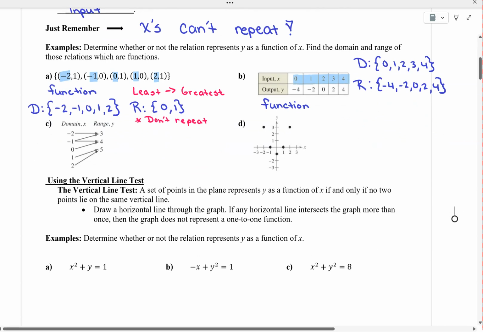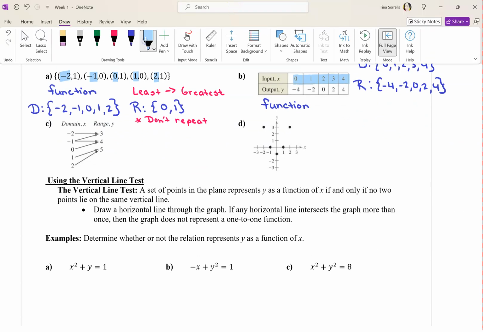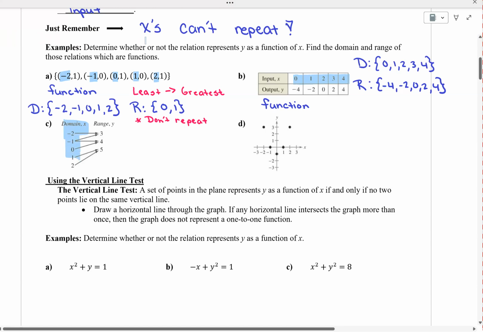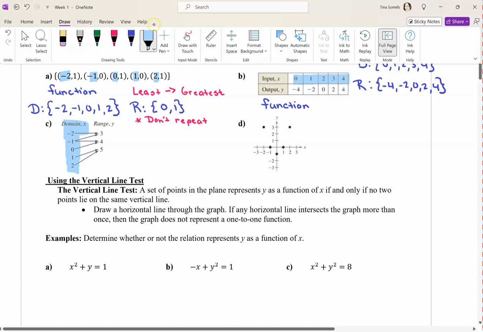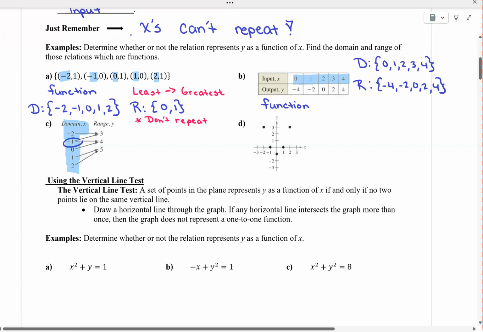Okay, let's look at C. Again, I'm going to grab my highlighter. Here's our domain. Okay, I want you to think about this when you're looking at this. This one's actually called a mapping. When you look at a mapping, it kind of tells you where they go to. So like -2 is going to the 3. And then when you look at -1, it is going to 3, but -1 is also going to a 4. So that right there cannot happen. Therefore, this one is not a function.